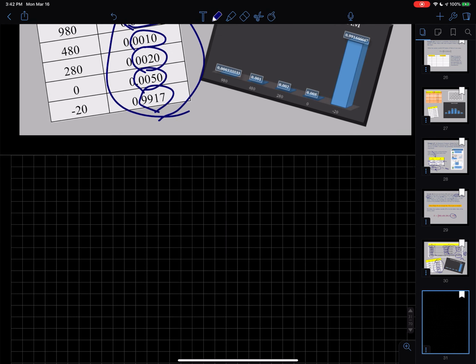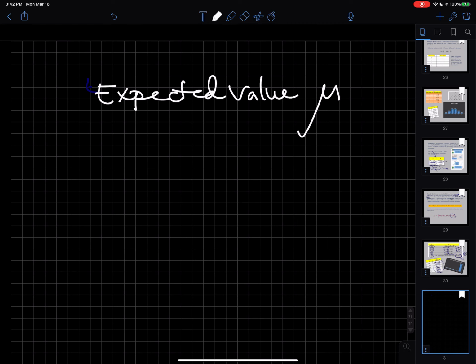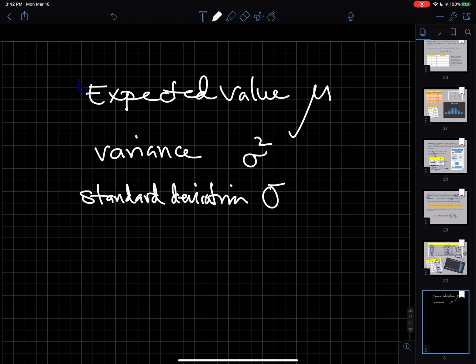And this brings us to the end of the lecture. Next time, we'll talk about calculating the expected value of a probability distribution, which is the mean. We'll talk about calculating the variance, which is sigma squared, and the standard deviation, which is sigma. See you guys next time.